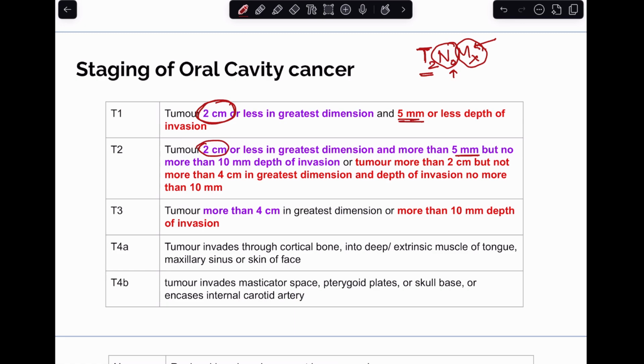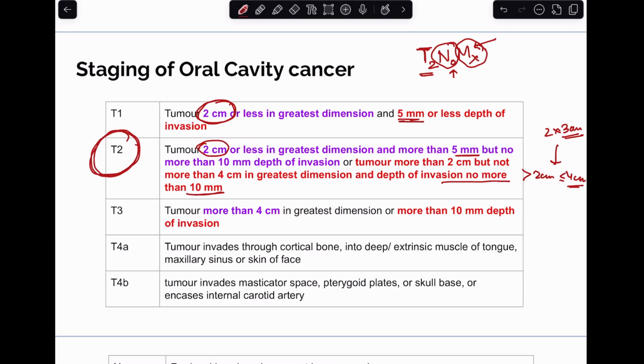Or if the tumor is more than 2 cm but not more than 4 cm, which our tumor falls in. Our tumor was a size of 2 into 3 centimeters. So we can see it is more than 2 centimeter, but it is not more than 4 centimeter. And depth of invasion in this case would be no more than 10 mm. So our case has fallen into T2.